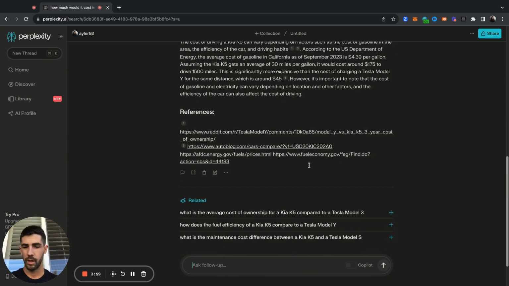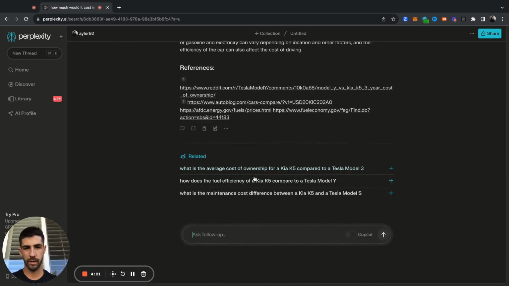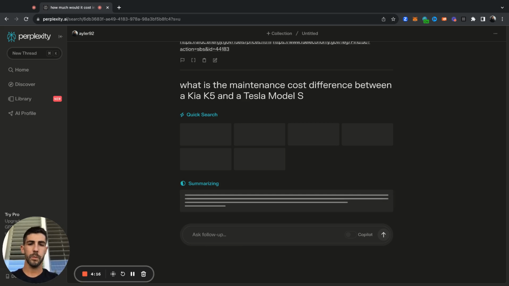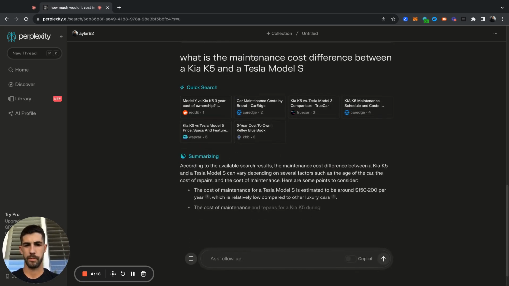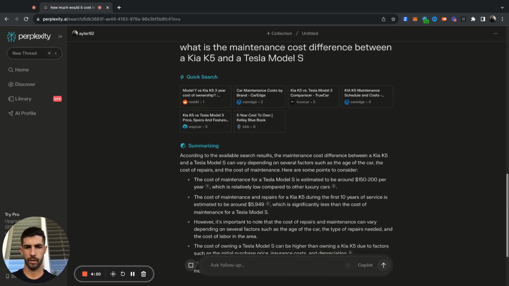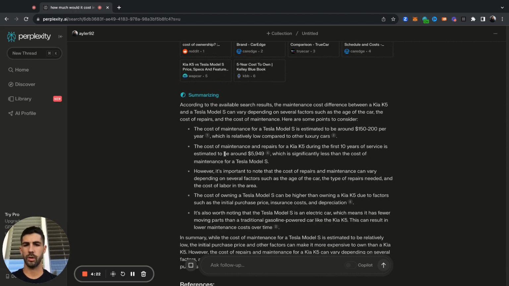Okay. So you can see right here, it gives you some follow-up questions, just in case you're looking for more. This is actually super useful, because sometimes it thinks of things that I have not even thought of. So, what is the maintenance cost difference between the two? Okay, so it gives you a general breakdown.